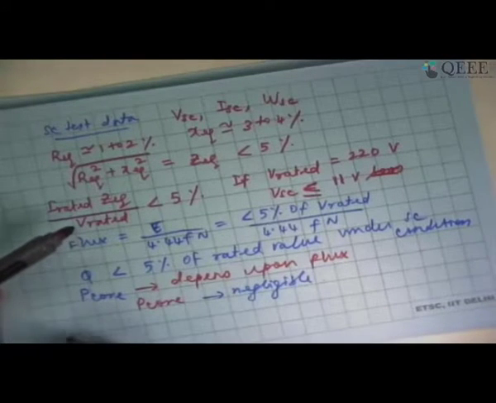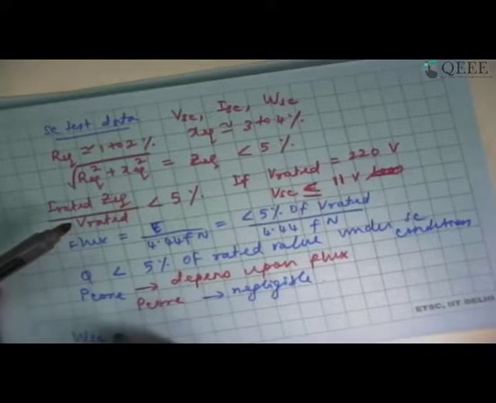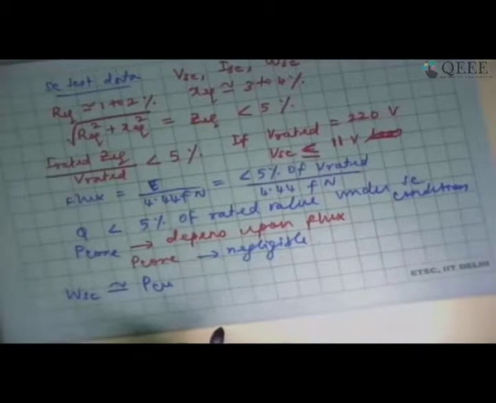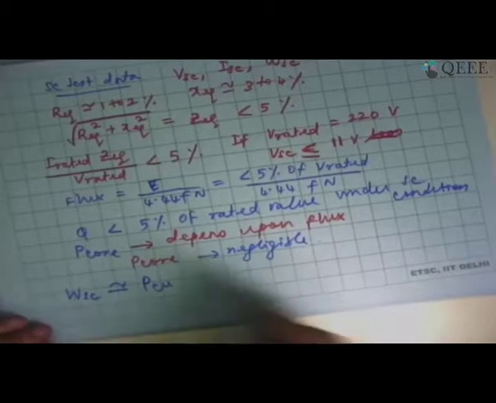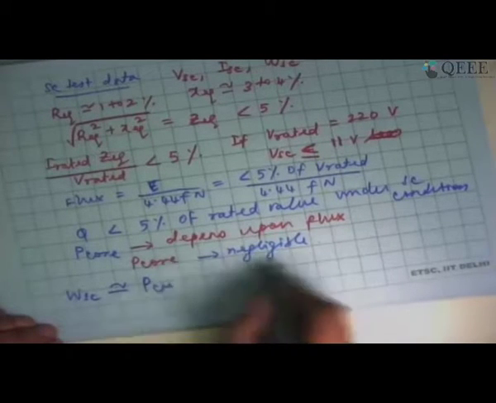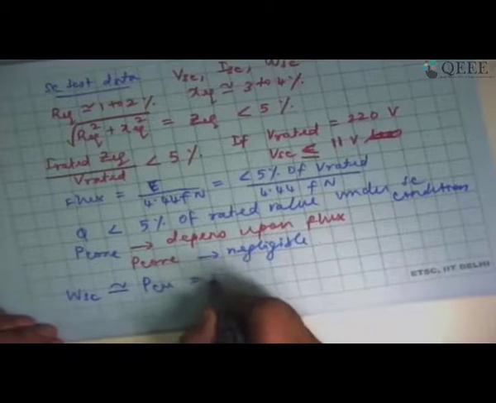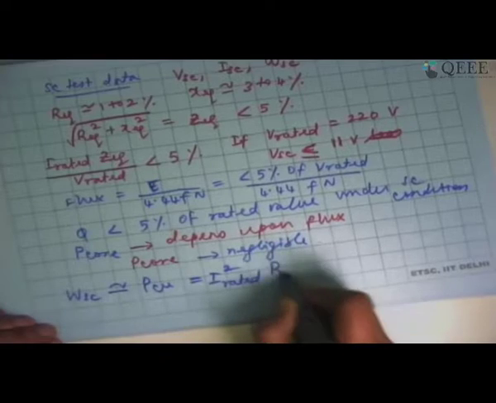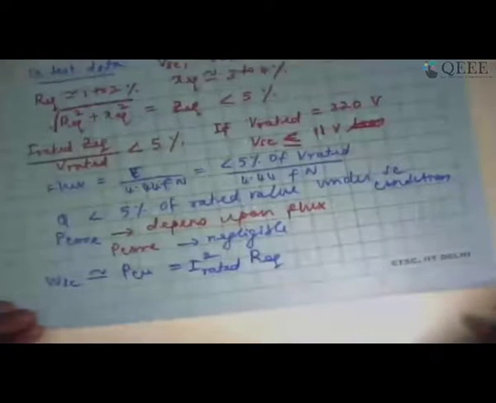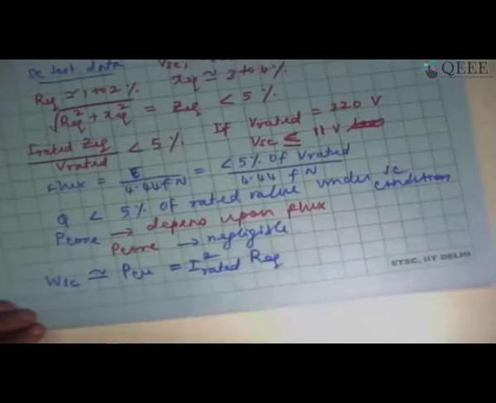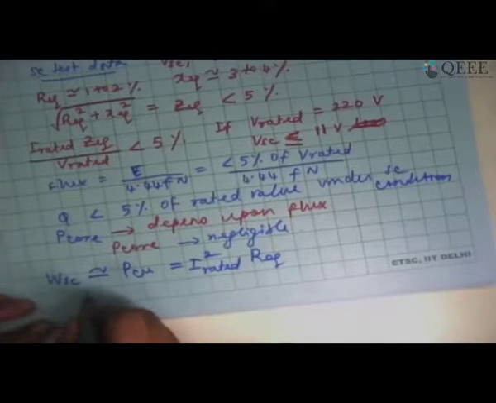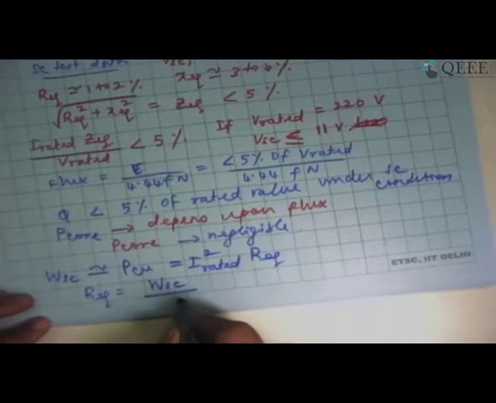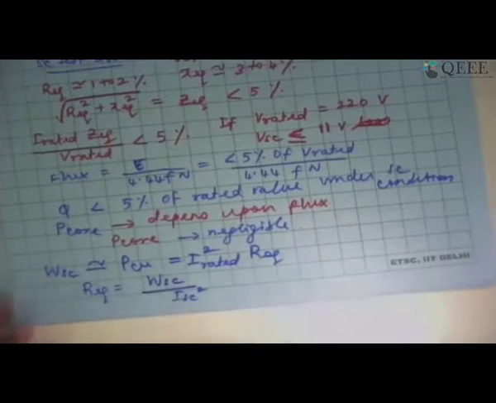So I can say WSC is almost equal to P copper. It is equal to copper loss. It is not going to be anything other than copper losses. So we go with the assumption that this is equal to I rated square R equivalent. This is what we are going to get. So I have got already I rated. So I can directly say R equivalent equal to WSC divided by ISC square.